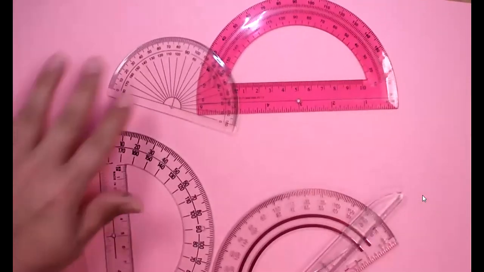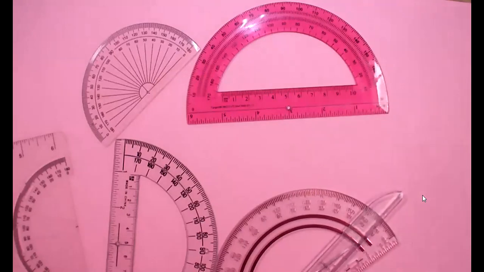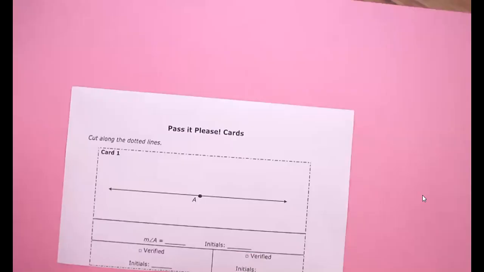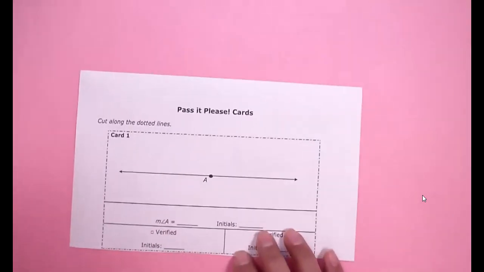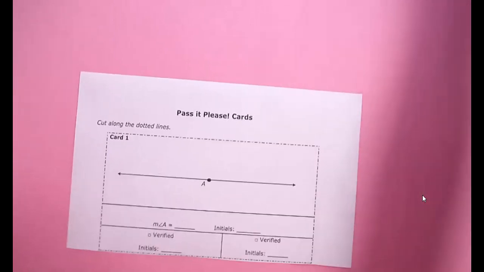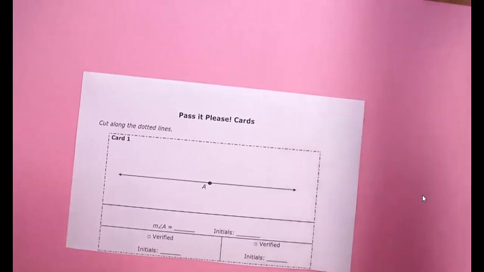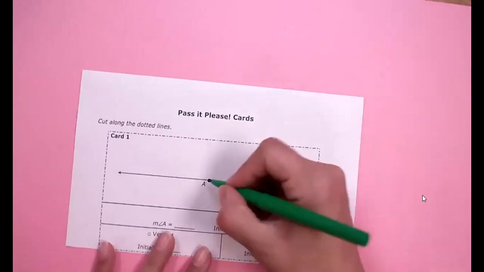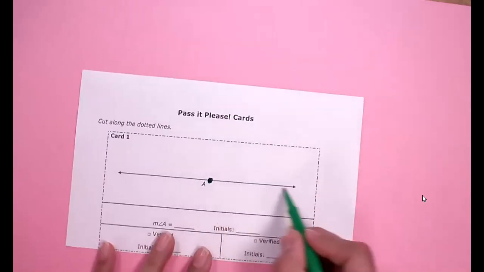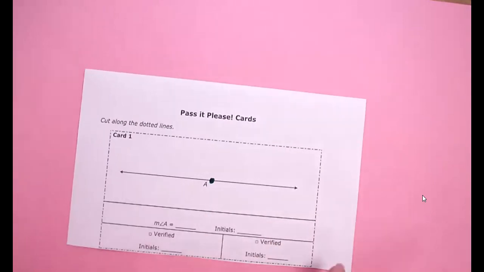Okay, so I hope you go to the store and get yourself one because they're very useful. Now I want to show you the next activity, the next assignment that you're going to do on your own. You're going to have some cards, and it says, pass it please, cards. And you're going to use your protractor to measure the angles. So let's say that I'm doing this angle right here. I've got my point and I've got my two rays. This is my first ray and this is my second ray. So how would I measure this?